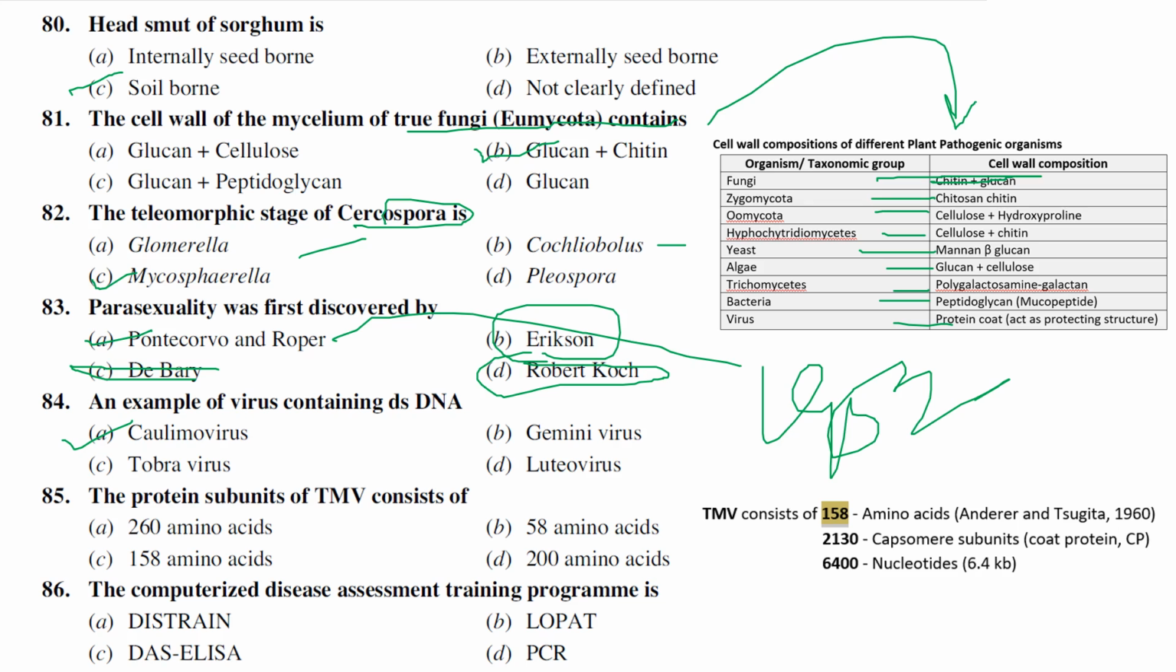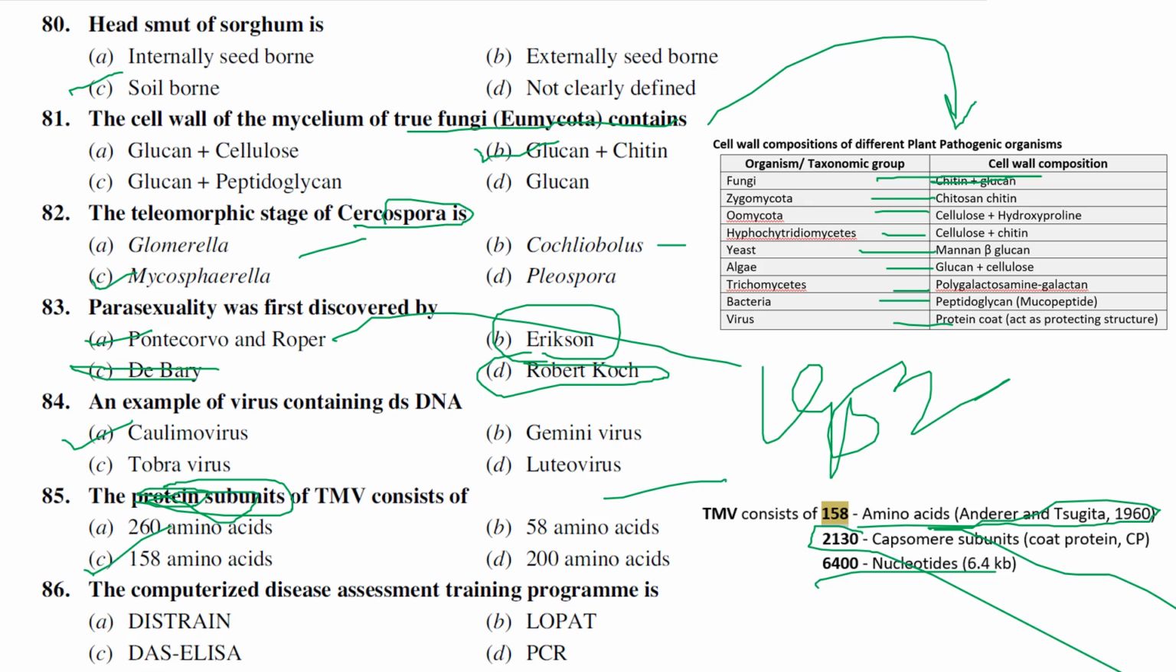Protein subunits, actually capsomer. Actually, the question itself is wrong. It is supposed to be the number of amino acids which are present in the TMV. So generally TMV contains 158. On the right side I have mentioned the TMV generally contains 158 amino acids. 2130 capsomer subunits are coat protein or protein subunits. 6400 nucleotides.